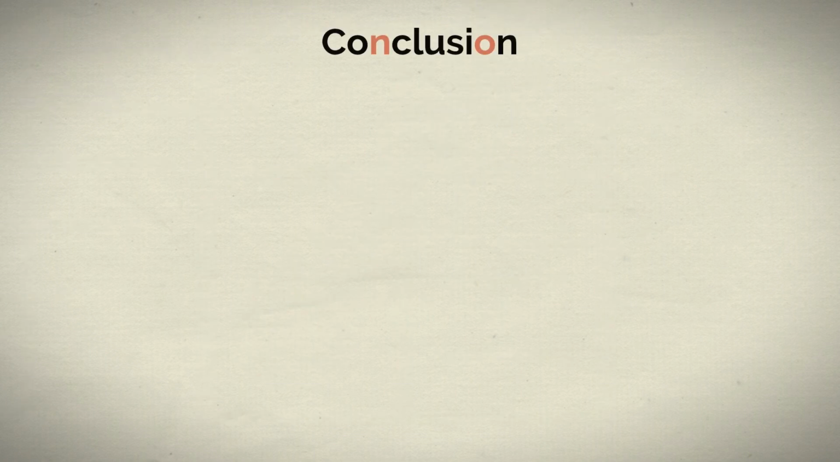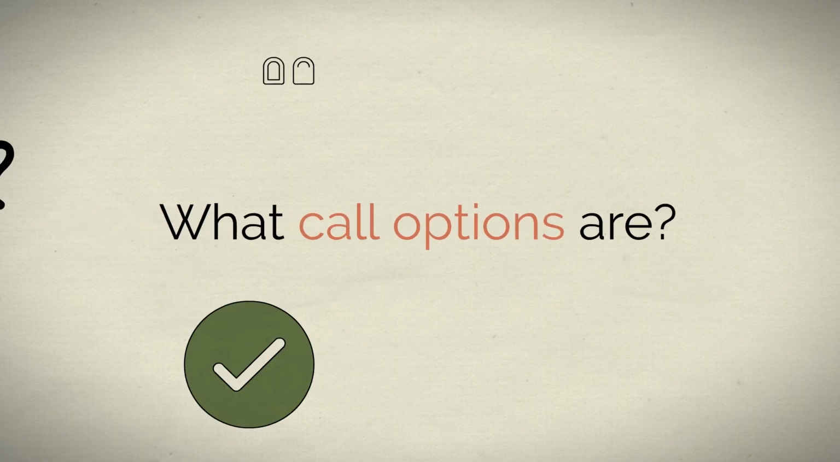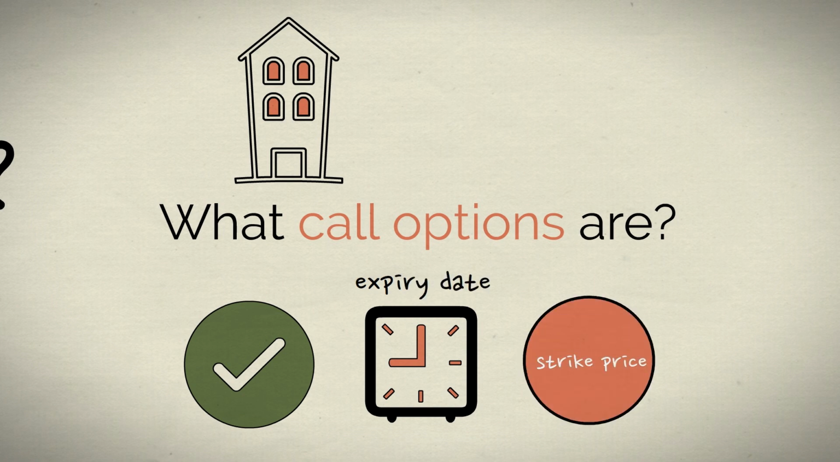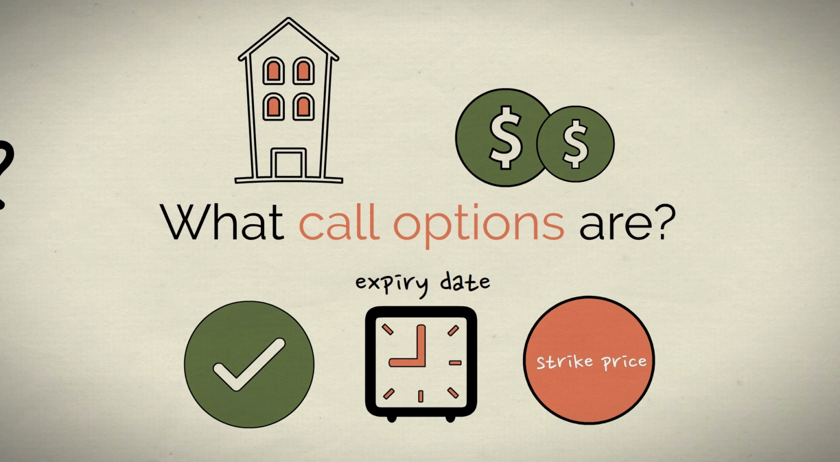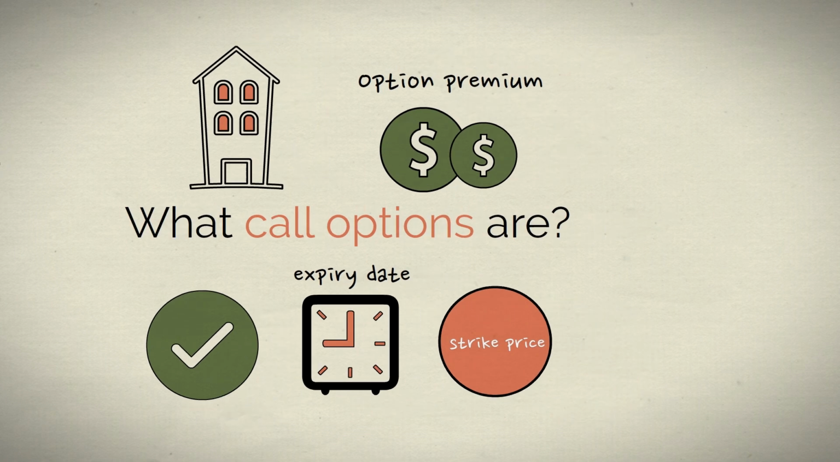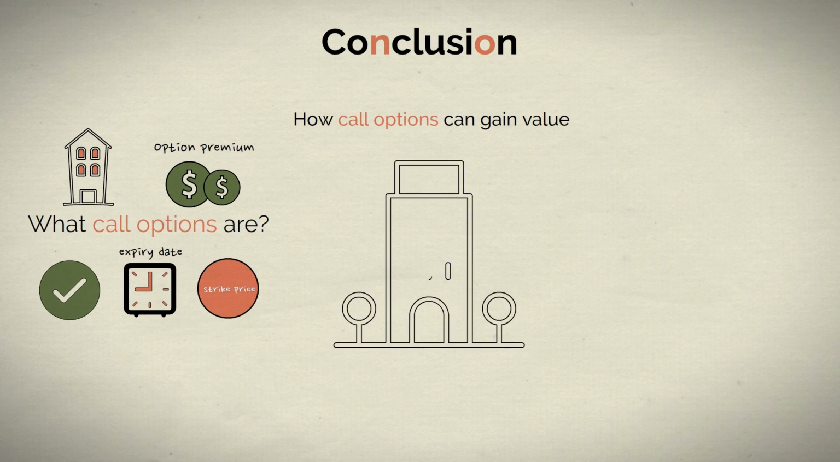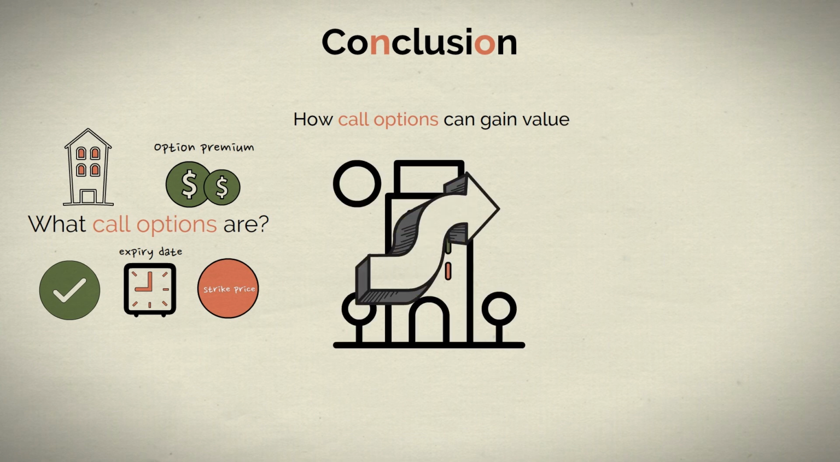So to recap, first I discussed what call options are, a way to gain the right to purchase an asset within a predefined time period, called an expiry date, for a set price, called a strike price. The amount they can be purchased for is called the option premium. Then I showed you how call options can gain value if the underlying asset price goes above the strike price, even more so when near the expiration date.